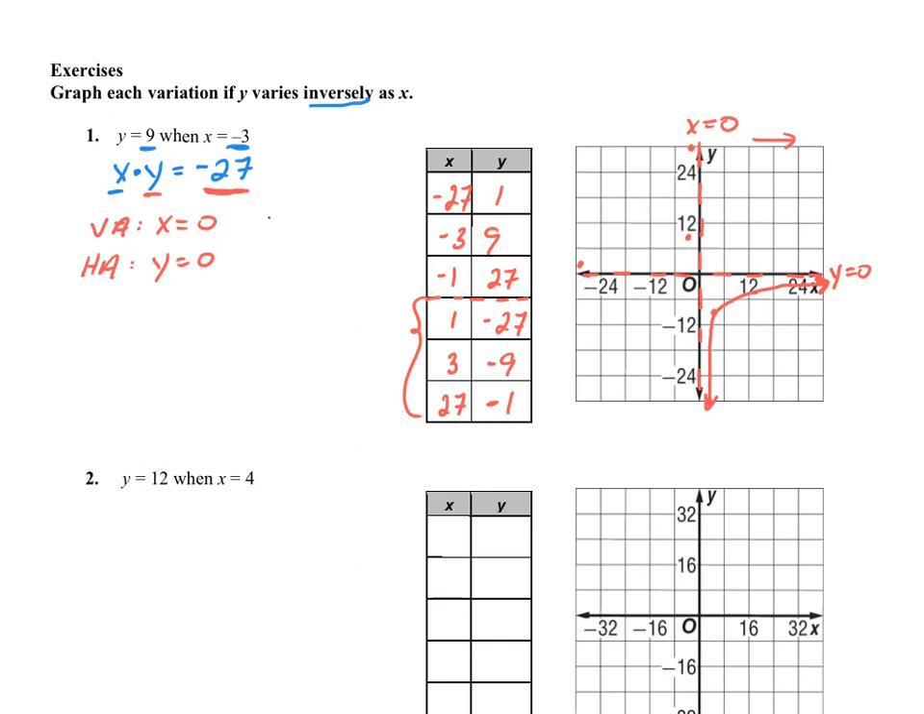Okay, and I've got 3 points there. I'm just going to connect the dots with a smooth curve and finish it off with my arrows at the end. So, equation, find asymptotes, and find points to graph so that those ordered pairs multiply to give you your constant of variation. You guys try example 2 and 3 now, push pause, and I'll come back with the answers.